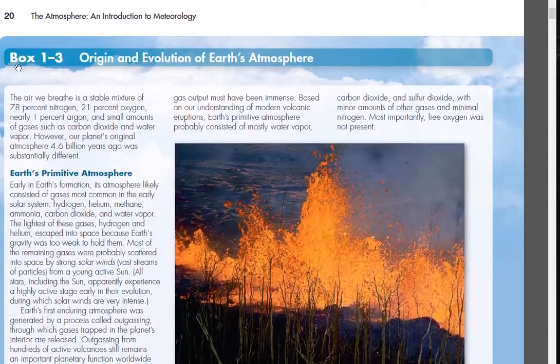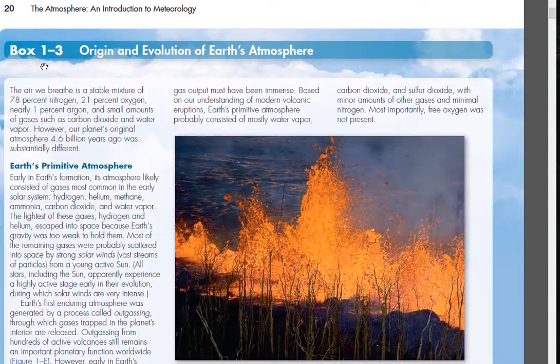Box 1.3. Origin and evolution of Earth's atmosphere.